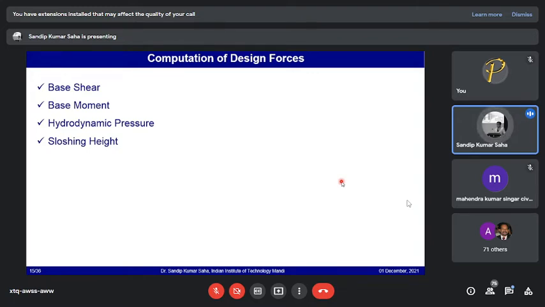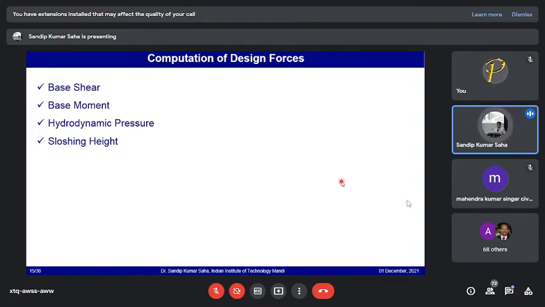Another parameter is also very important, which is sloshing height. Sloshing height means if the tank vibrates during an earthquake, how much the liquid at the top surface can displace from its original location. That height is important, because if the height is extremely high as compared to the available freeboard, that is, the available tank wall above the free liquid surface, and the sloshing height is more than that, then there is a chance of liquid loss during an earthquake excitation.